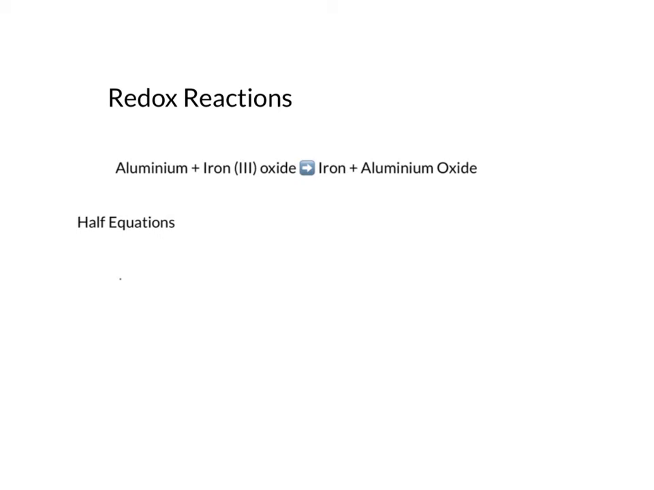So we have aluminium, and that becomes aluminium ion. Now it's in group 3, so it ends up with 3 plus charge. But we have to balance these things. So if it has a positive 3 charge, then it must have lost 3 electrons. So we write them separately. That is a half equation. Now let's look at the half equation for iron.